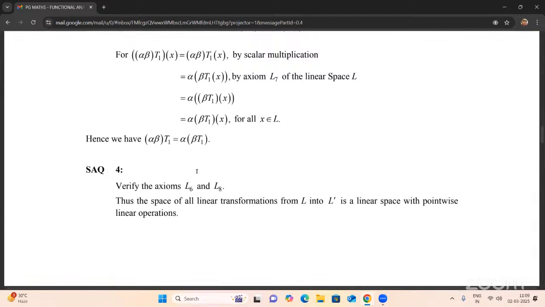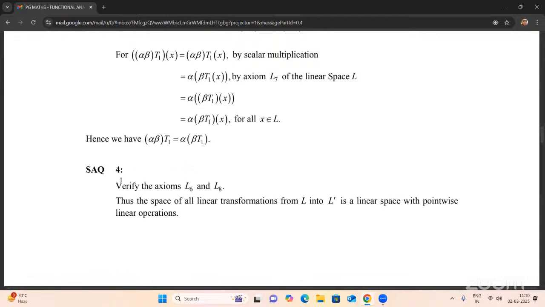L6, L7, L8. Okay. Now we are taking alpha of T1 plus T2, alpha T1 plus alpha T2. Again, okay, T1 into 0 equal to 0 into T1 equal to T1. 0 is there. Okay. Now L8 is also verified here. L6, L7, L8 for the linear space condition.